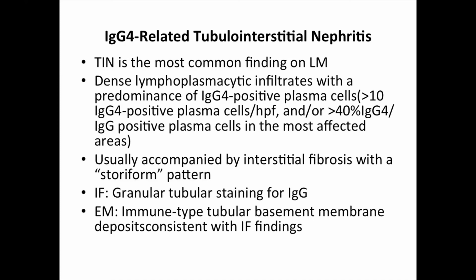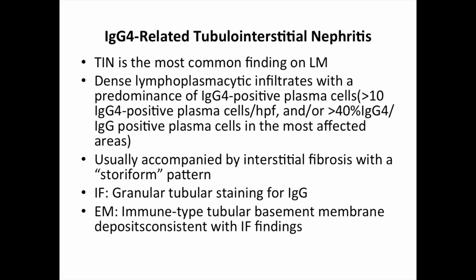When we stain for IgG4 we must have more than 10 IgG4-positive plasma cells per high power field. We go to our high power field at times 40 and see that we have more than 10 IgG4-positive plasma cells. Or if we do the ratio, if we do the stains on both IgG4 and IgG, there should be more than a 40% ratio, with more IgG4 than IgG-positive plasma cells in the most affected areas.